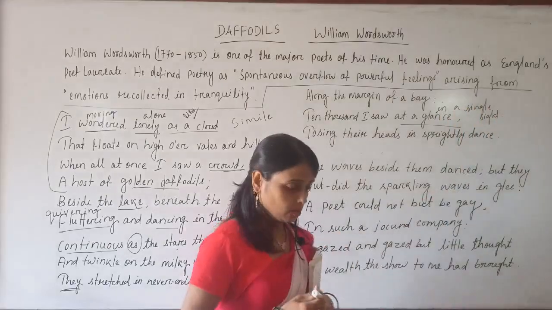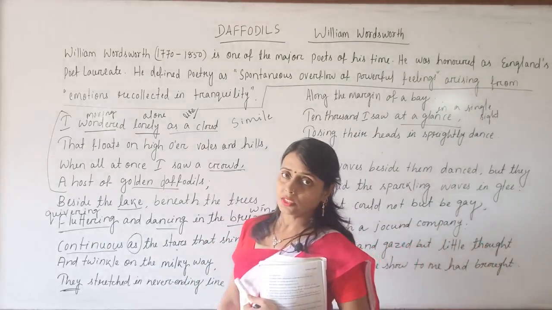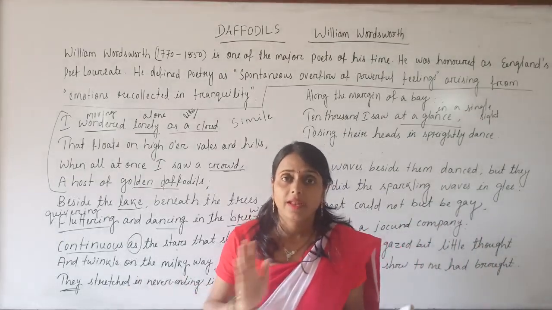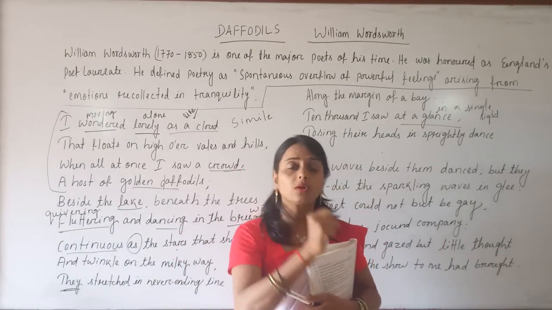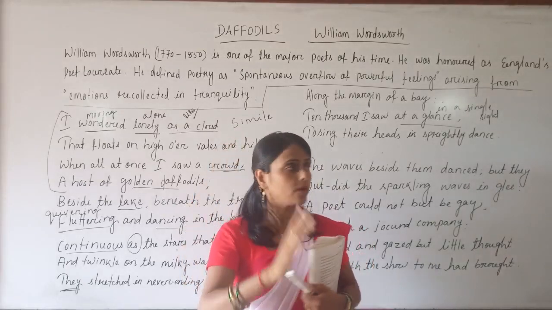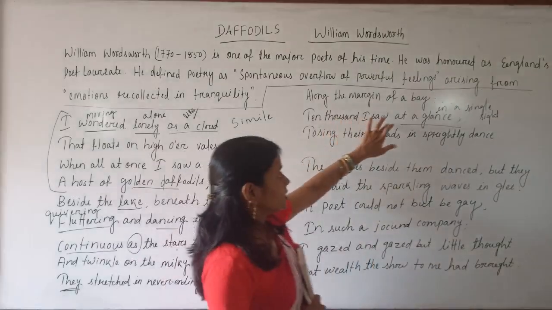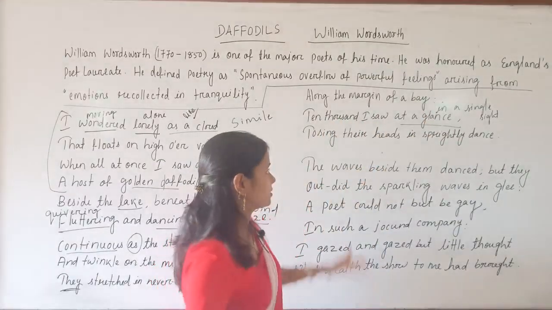Okay, it means what? Look. The poet was walking, look at me, the poet was walking. Suddenly when he saw the flowers, he realized that he must have seen not less than 10,000 flowers in a single sight. Understood now?